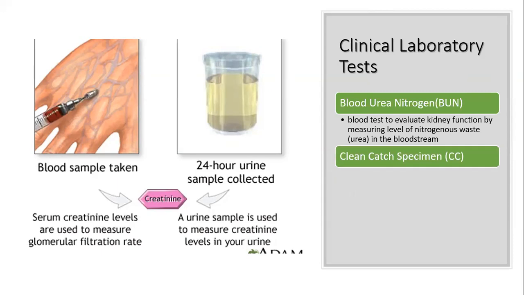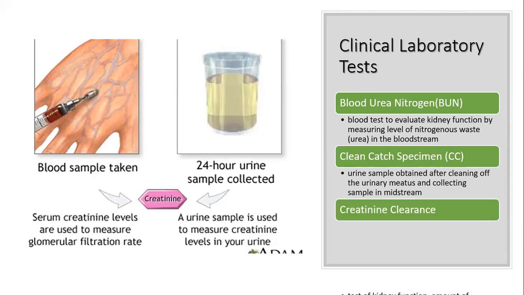Clean catch specimen, or CC, is a urine sample obtained after cleaning of the urinary meatus and collecting the sample in the midstream. Creatinine clearance is a test of kidney function. The amount of creatinine in the bloodstream is compared to the amount in the urine.